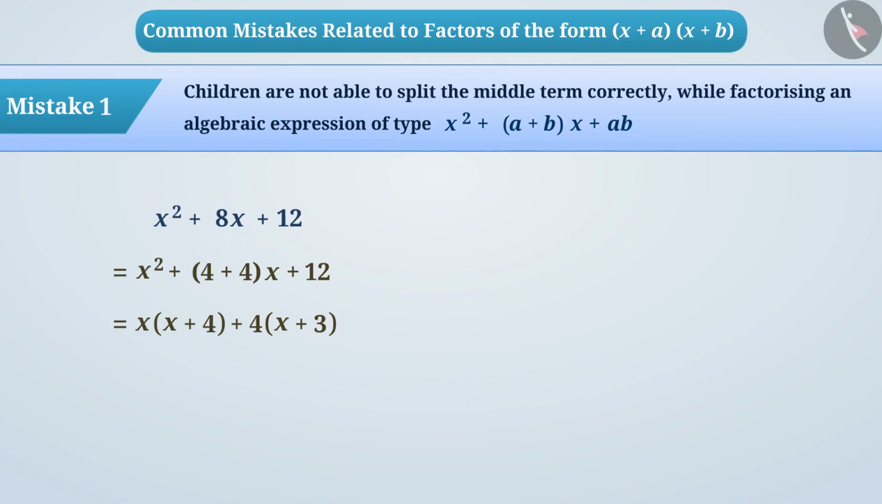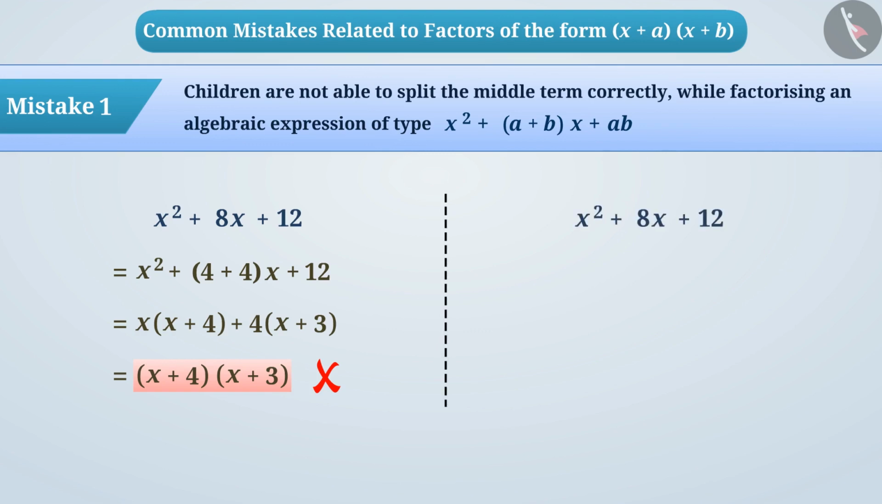Some children think that x + 4 can be taken as common here, so they write this expression as (x + 4)(x + 3). These are wrong answers. We can only take a factor common if it is a factor of at least two terms. Keep in mind that to get the correct factors, we have to choose those factors of 12 whose sum is 8. Such factors are 6 and 2.